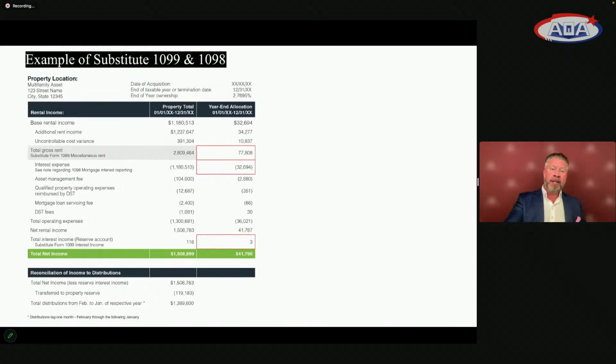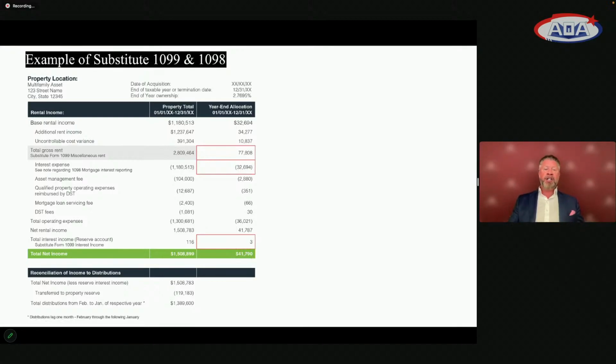So you'll see the example here on this sample informational 1099, in the top right-hand corner, you see my cursor going over here. This person owns hypothetically 2.7% beneficial interest in a Delaware Statutory Trust. They received rents over the year of $77,808, right? That's the taxable income on the property over the 12 months. But it's offset by the repairs and interest expense and depreciation of $32,694. So instead of paying taxes on the full $77,000, there could be some sheltering where you're only paying on the net income of $41,790 in this hypothetical.